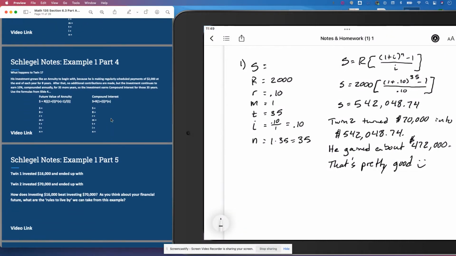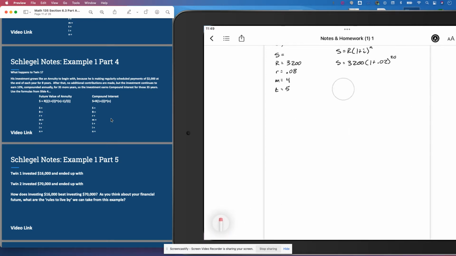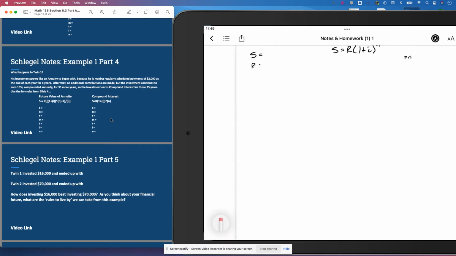So we make our way over to Twin One, everyone. His investment grows like an annuity to begin with because he is making regularly scheduled payments of $2,000 at the end of each year for 8 years. And after that, no additional contributions are being made to the fund. So that is going to begin growing like a compound interest situation as soon as he stops making payments.